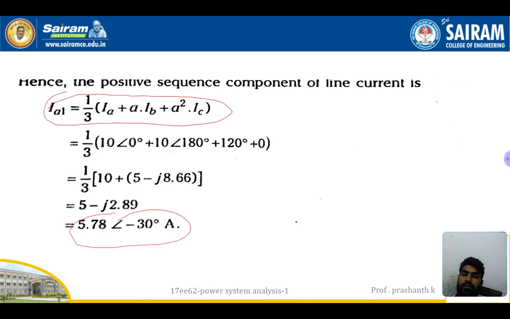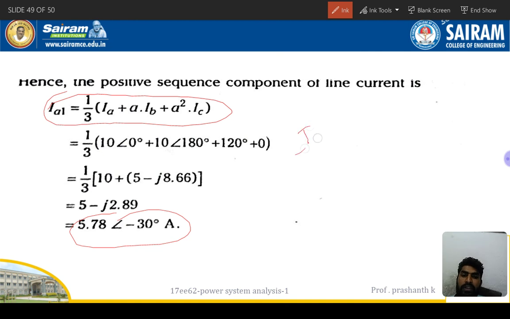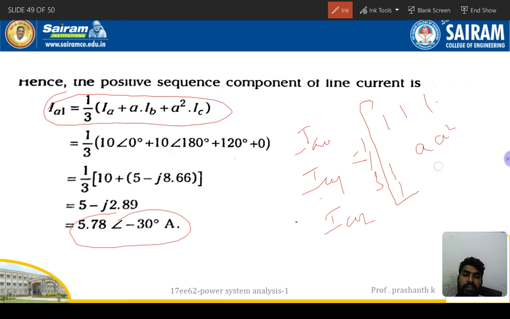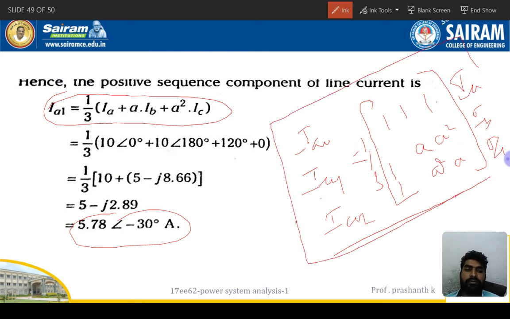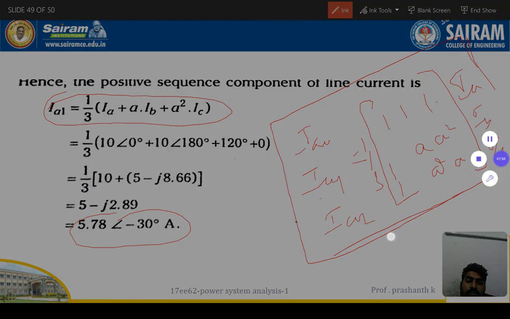This formula is very much important. IA0, IA1, IA2 is equal to 1 by 3 times the matrix with rows 1 1 1, 1 a a square, and 1 a square a, multiplied by IA, IB, IC. This is very important for solving the problem. These are the phase sequence components in terms of phase current.